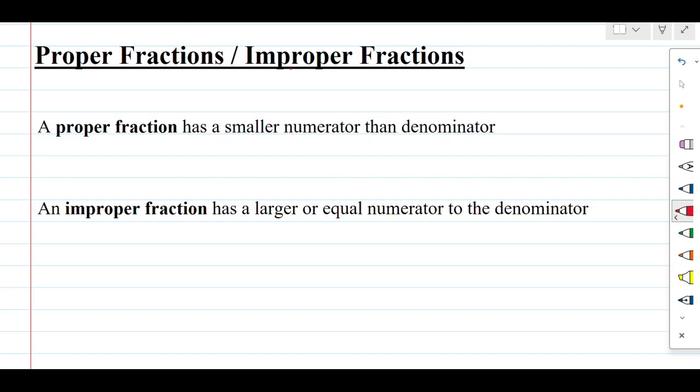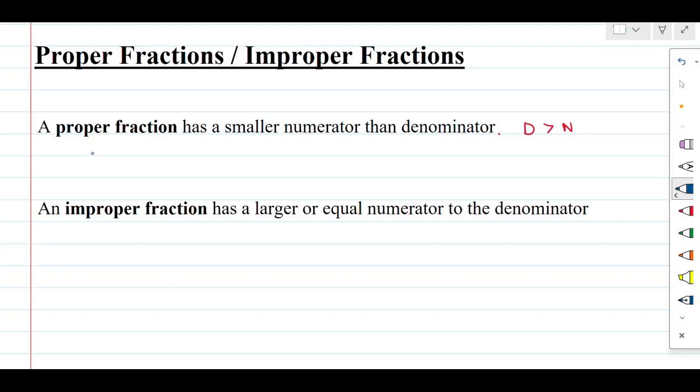Proper fractions and improper fractions. Okay, so what are proper fractions? A proper fraction has a smaller numerator than denominator. So what does that mean? That the denominator should be greater than the numerator. The denominator is greater than the numerator in a proper fraction.